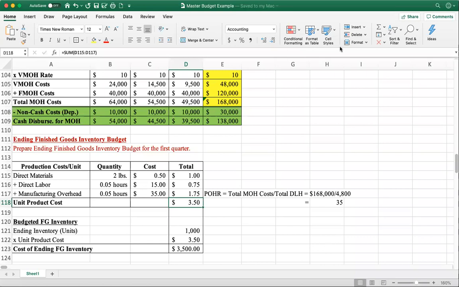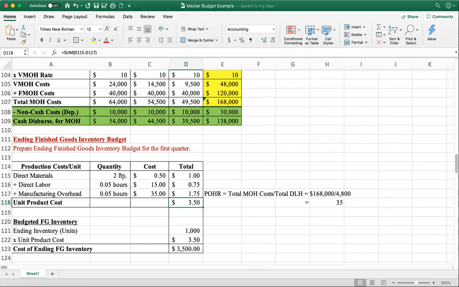Our next budget is the ending finished goods inventory budget. The ending finished goods inventory budget relies on the information that you have calculated in the direct material budget, direct labor, and the manufacturing overhead budget. Once we have that information, we can calculate the unit cost and we can multiply with the ending inventory, which can be found on the production budget. So first we start with the direct material.